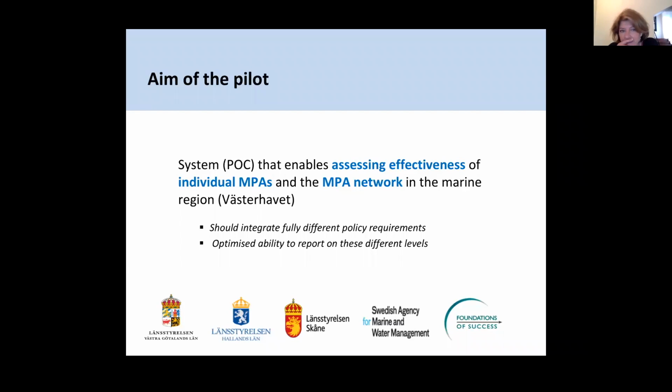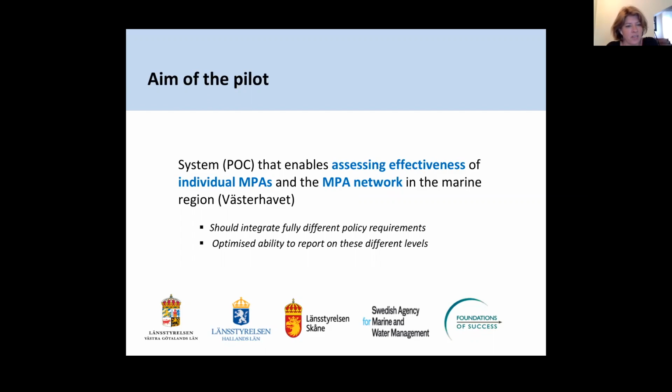And to make this pilot a bit more challenging, because obviously it's too easy, they also asked us to fully integrate the different policy requirements. The context here in Europe is that protected areas follow the logic of a European policy framework called Natura 2000. In addition to that, we have the OSPAR convention, which we report to. In addition to that, there are national policy requirements.